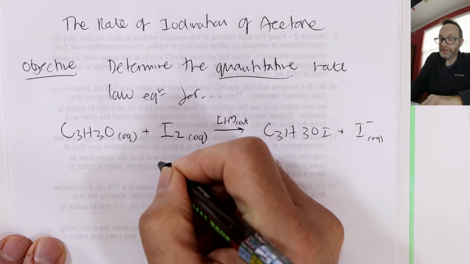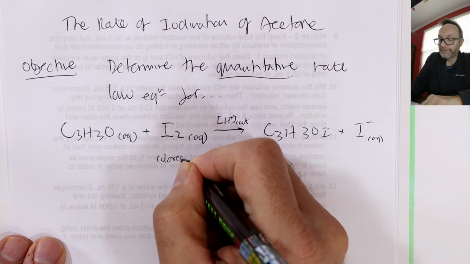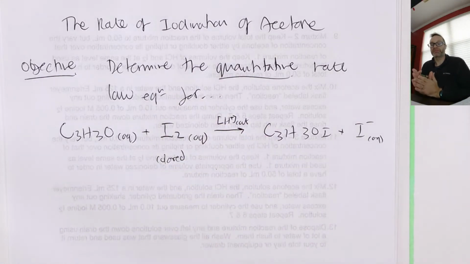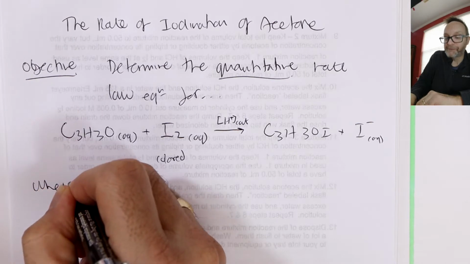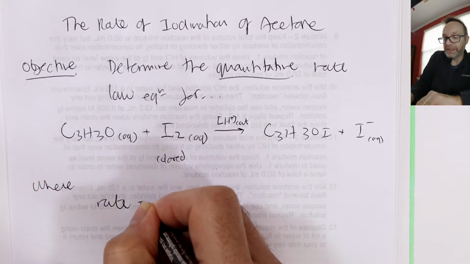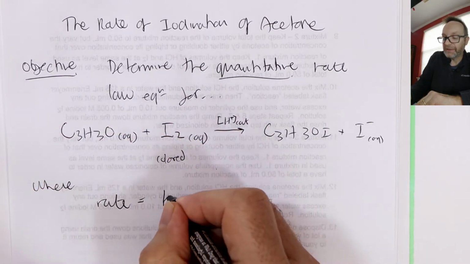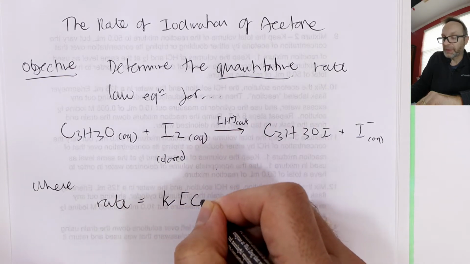Now this is colored so we can see it. So it's a reactant we can monitor literally with our eye. If we know how many moles per litre we start with of I2 and then count how many seconds it takes to go away, that's the rate. Where of course, rate equals k, reactants to some powers.